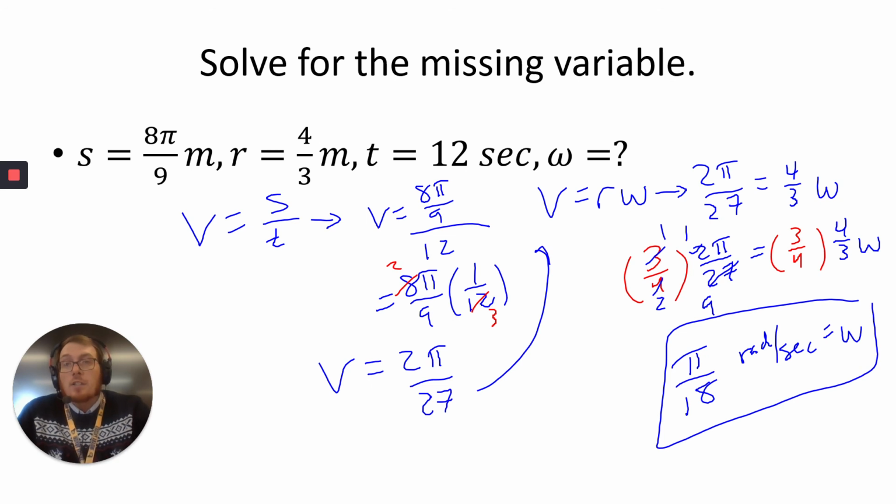The next question is find omega. Well, to find omega, you probably need to find velocity first, or the linear speed, by taking s divided by time. So the arc length, 8 pi over 9 divided by 12. Remember, if you see a complex fraction, just take the first fraction, multiply by its reciprocal. For the denominator, cross-canceling will work here, and then you get your answer.